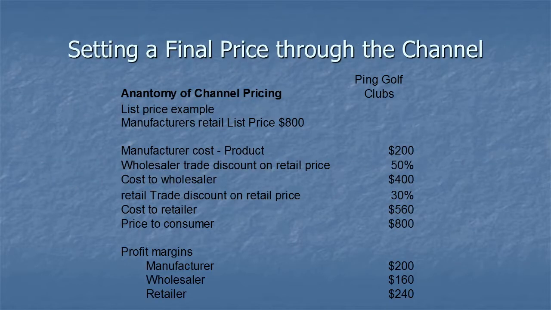Now, here's an example of selecting a final price through the channel. This is a Ping golf club example. So I go to the store and I say, these Ping golf clubs cost $800. That seems like a lot of money. How did we get to that number?